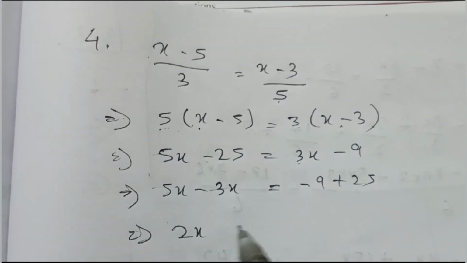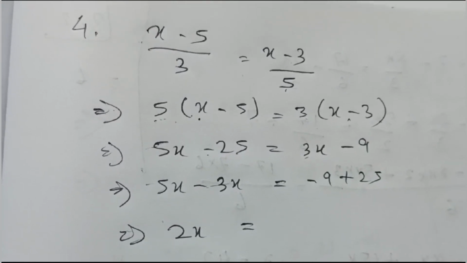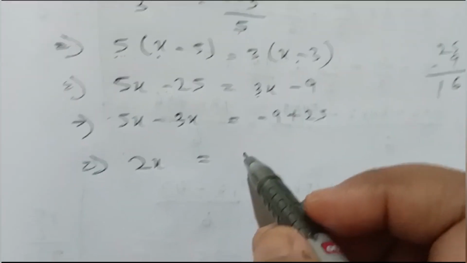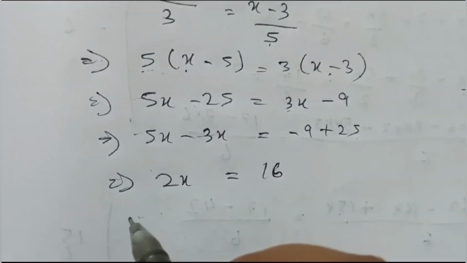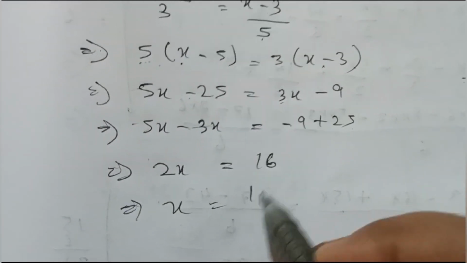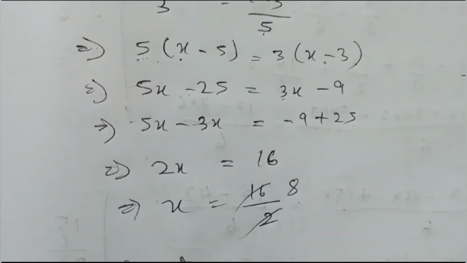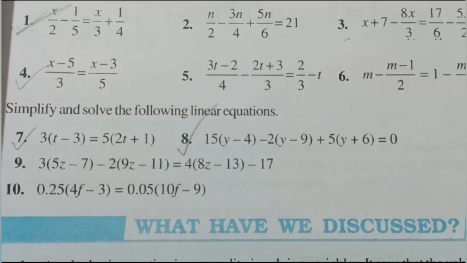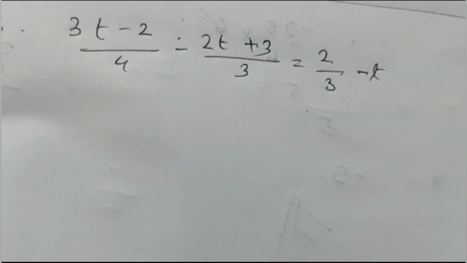Then how much will you get? 2x. Then this one 25 minus 9, how much? That means it will get 16. So the sign will be plus only. Then here x will come here and 16, these two will come here, then this will cut with this, 2 8s are 16. Then x, tell how much we got? 8. So this is the answer. Now let us see question number 5. Okay, so I have written here question number 5.